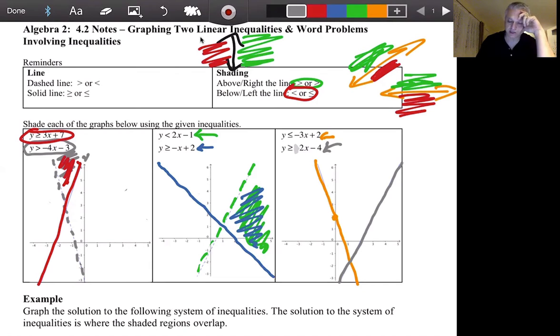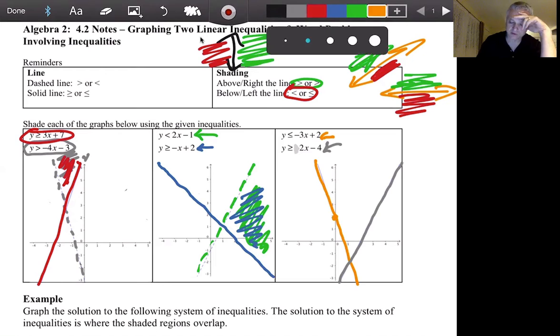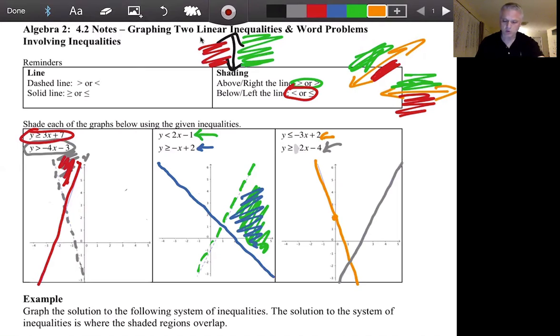Let's look at the shading. Again, we have 1, 2, 3, 4 regions, and each of these inequalities will shade 2 of them. Right? So let's look at the orange one. The orange one says less than or equal to. Okay, so less than is going to be lower. So again, here's the y-axis. Look at the y-intercept. It's going to be lower. So it's this region. It's also going to be this little region right in here.